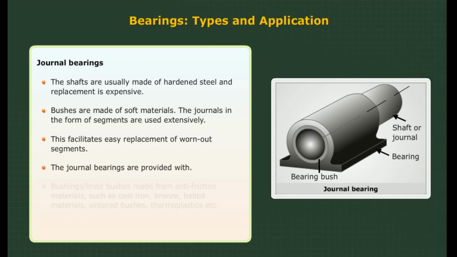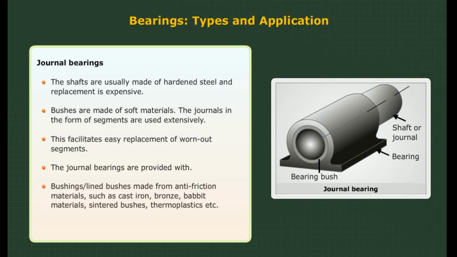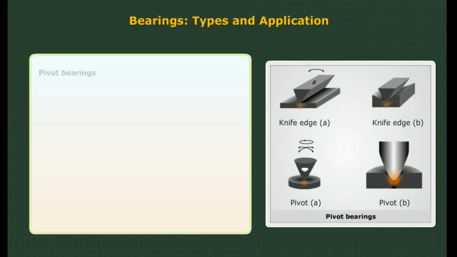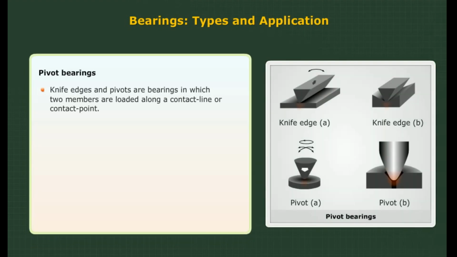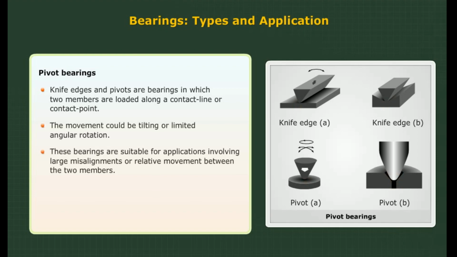The journal bearings are provided with bushings or line bushes made from anti-friction material such as cast iron, bronze, Babbitt materials, sintered bushes, thermoplastics, etc. Pivot bearings. Knife edges and pivots are bearings in which two members are loaded along a contact line or contact point. The movement could be tilting or limited angular rotation.